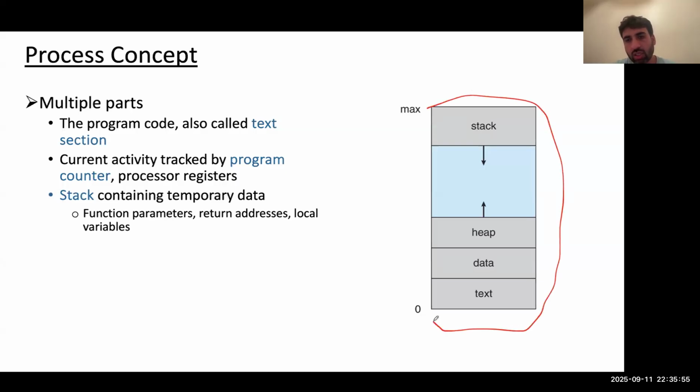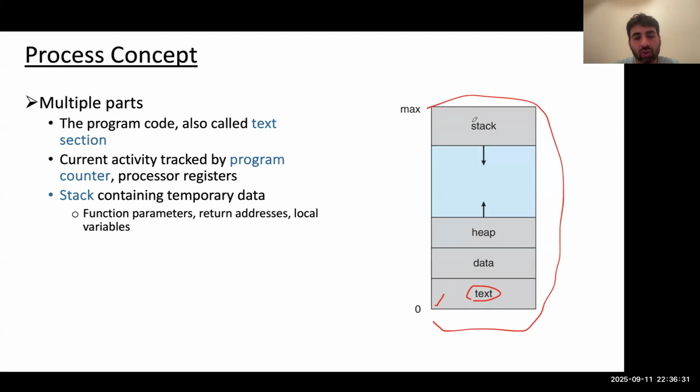This is just a part of the memory where your program is loaded. The memory occupied by your process is further divided into several sections. One of those sections is the text section, which holds the code of your process. As I said, the program counter indicates which instruction in this code section will be executed next. Stack is responsible for holding your temporary data.